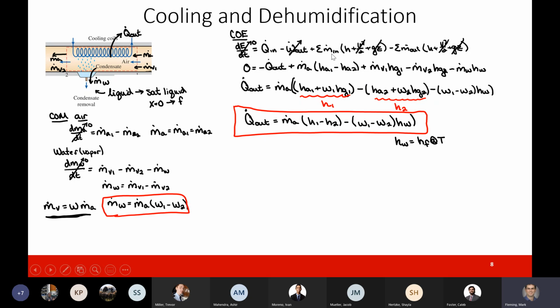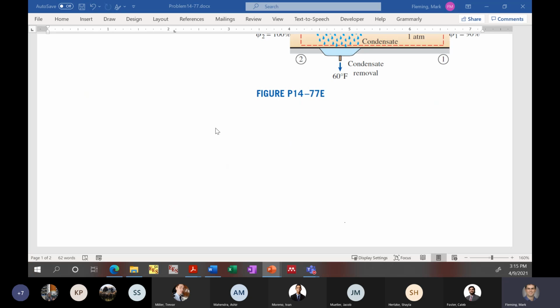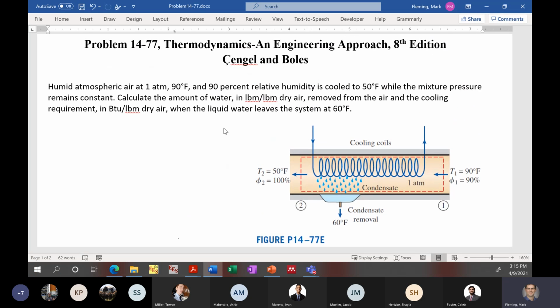Okay, so that is the cooling and dehumidification setup. So let's go ahead and switch gears and take a look at an example problem for the cooling and dehumidification setup. If you're okay with having all of this, I'll go ahead and keep those changes, that way we can go back and look at them. But let's shift gears into working the example problem that was posted.